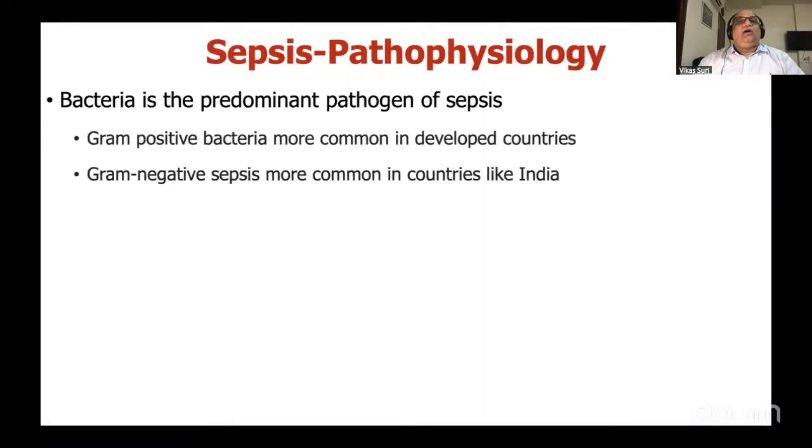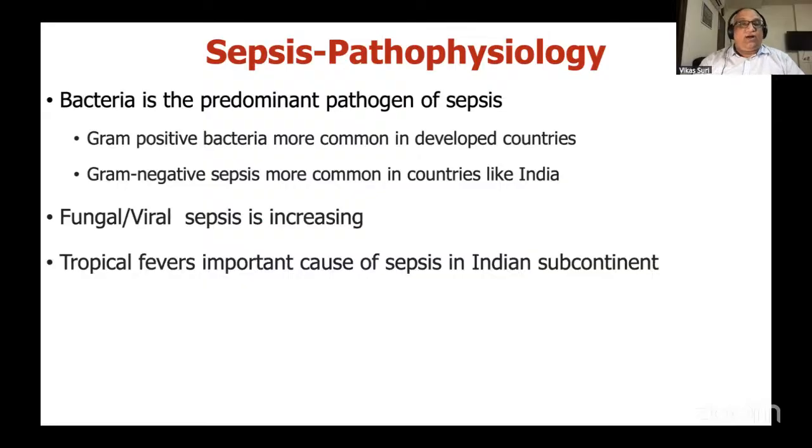Pathophysiology. Well, bacteria are the most common pathogens. Gram-positive, most common in developed countries. Gram-negative sepsis in developing countries like India. Fungal and viral sepsis is increasing. Tropical fevers are a major cause of infection, which are superadded by bacterial infections in this Indian subcontinent.